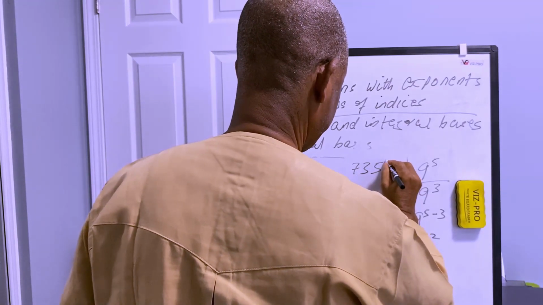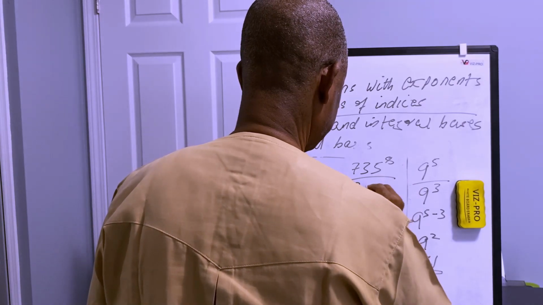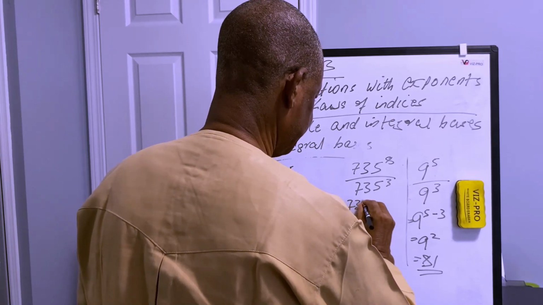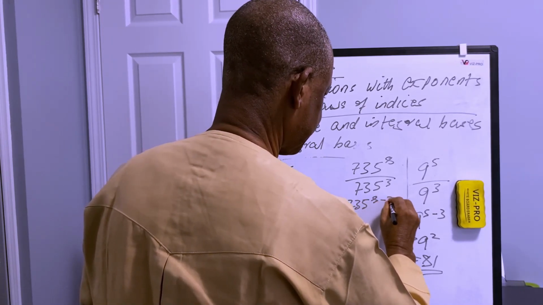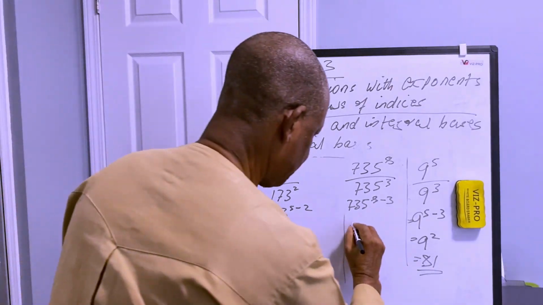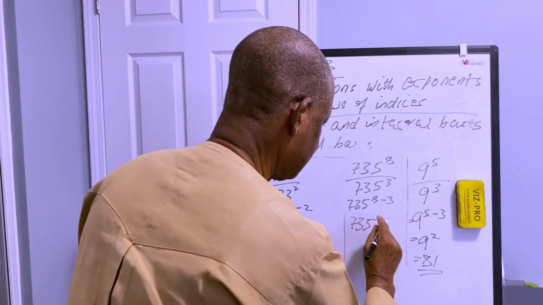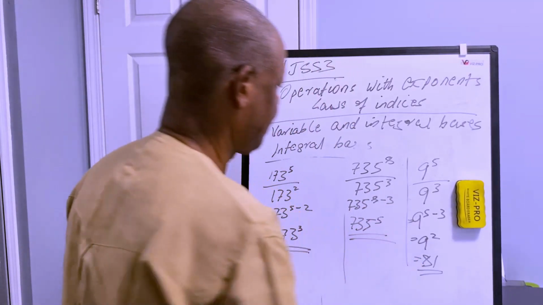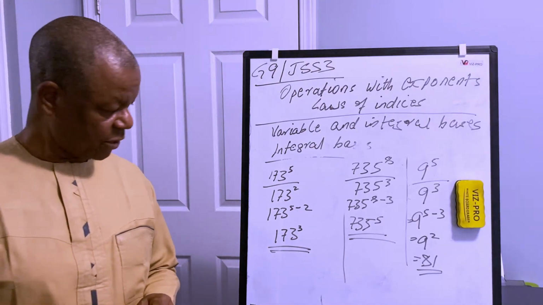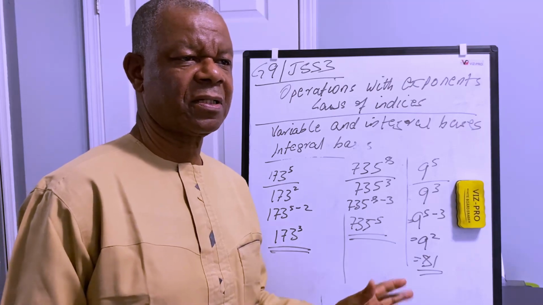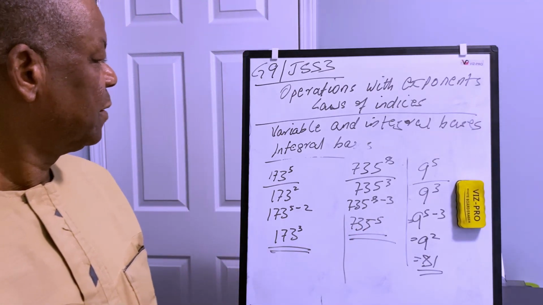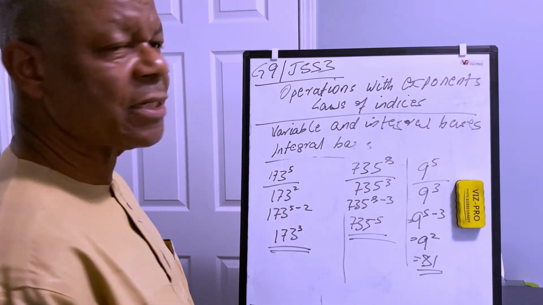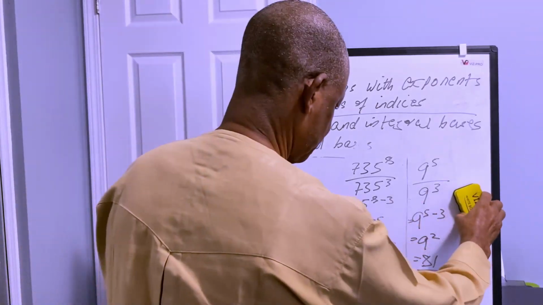735 raised to power 8 divided by 735 raised to power 3. This is 735 raised to power 8 minus 3. That will give us 735 raised to power 5, since 8 minus 3 is 5. That is a number that is not manageable. We can stop there under this very second law of division. Let's go to another one as we discussed.